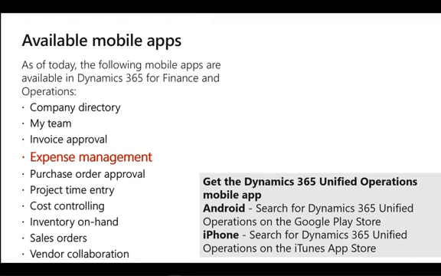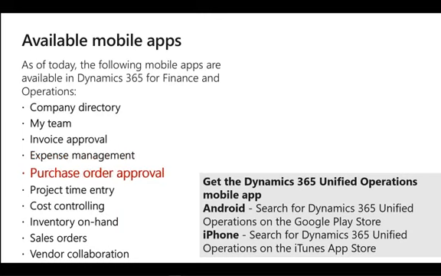Expense Management. We can use that to capture and upload a receipt so that we can attach it to our expense report later in Dynamics 365 Finance and Operations. The mobile workspace allows us to quickly create an expense line by using an attached receipt. Purchase Order Approval, which allows us to view and respond to purchase orders with actions such as approve or reject with purchase order approval workflow.